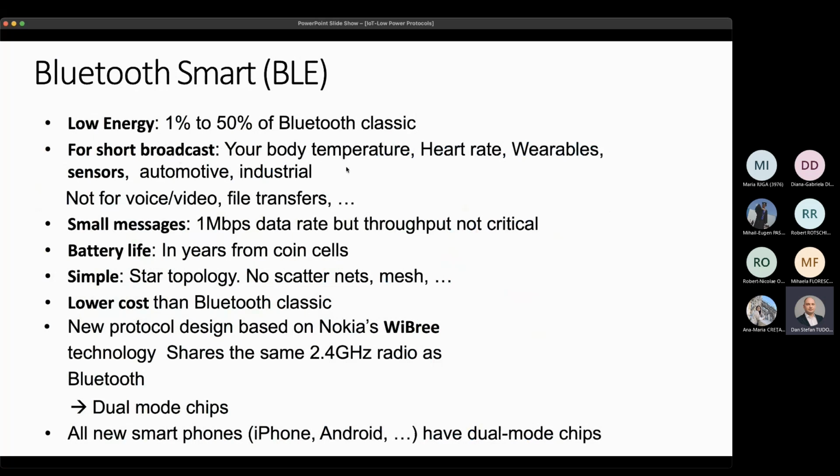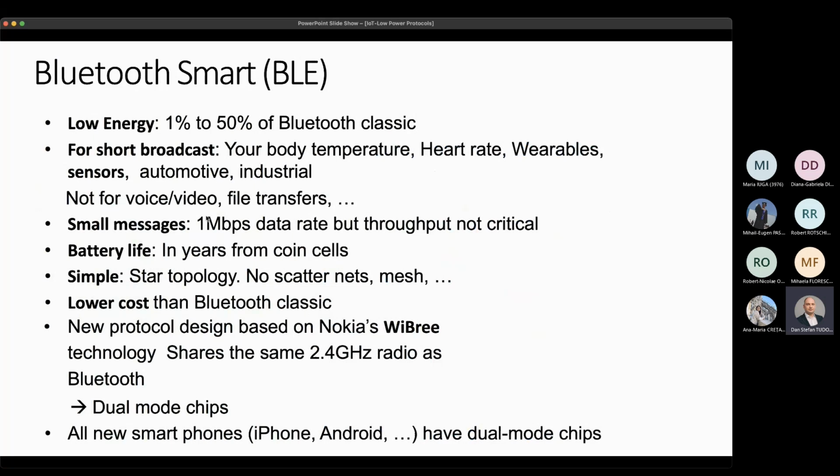You can send your body temperature, heart rate. It's very good for devices that do not send a lot of data, automotive or industrial devices, and so on. If you want to do voice or video file transfers, it's going to be very complicated, and it's not going to be real time. So even if you want to send a file of, I don't know, maybe a few megabytes, you're going to have to wait quite a long time, maybe a few minutes for it to fully transfer.